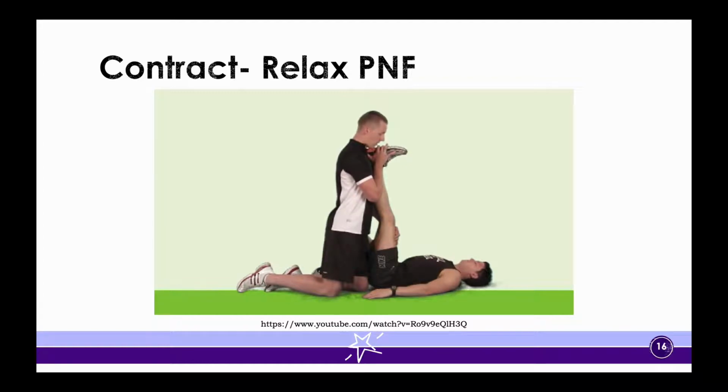Eight, 9, 10. From here, we're going to ask our client to isometrically contract towards the trainer for 6 seconds. Off we go. How's that rating there? Do you feel it around about 3 or 4? Fantastic.